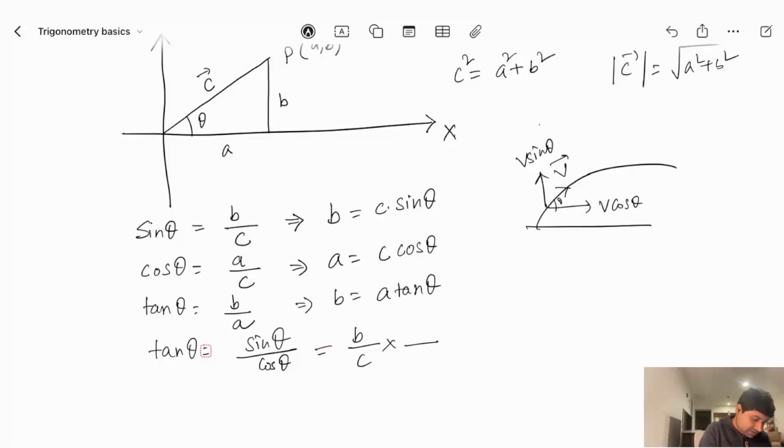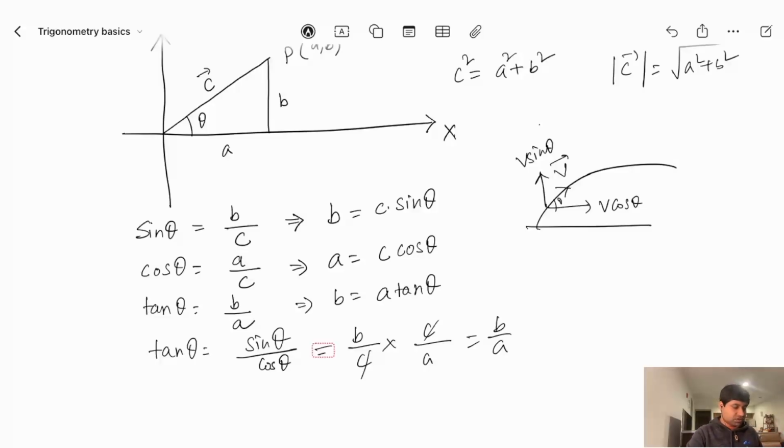and cos is nothing but a by c. So if I represent it like that, then c goes up and I can cancel it out, and it goes to b by a. So basically height divided by base.